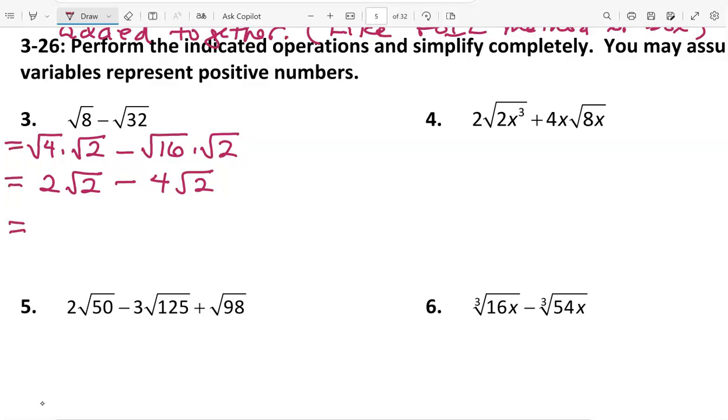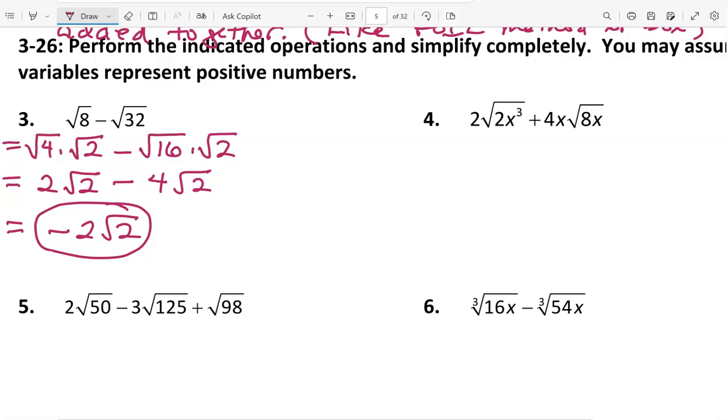So now that we have like radicals, we can combine them. 2 times the square root of 2 minus 4 times the square root of 2 is negative 2 times the square root of 2, just like 2x minus 4x is negative 2x.